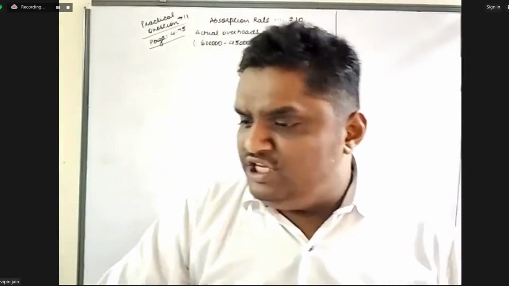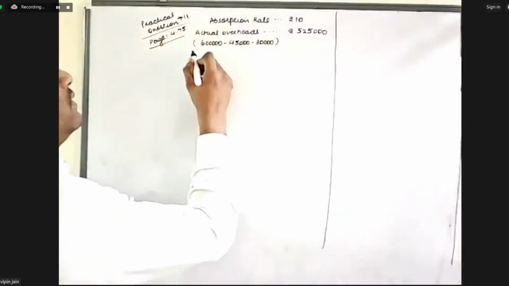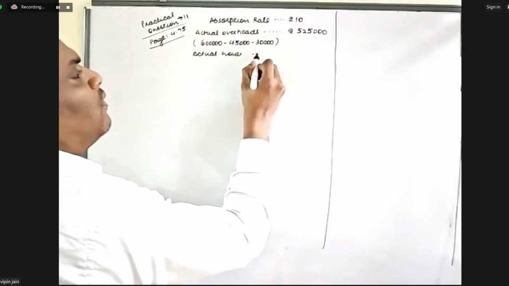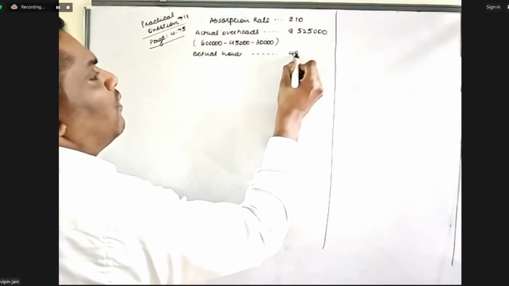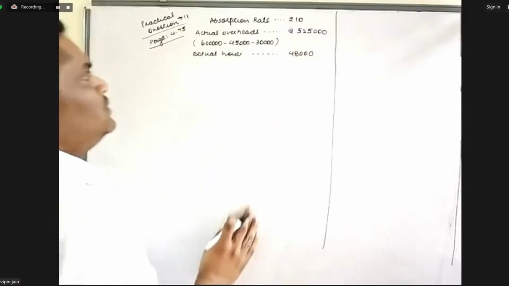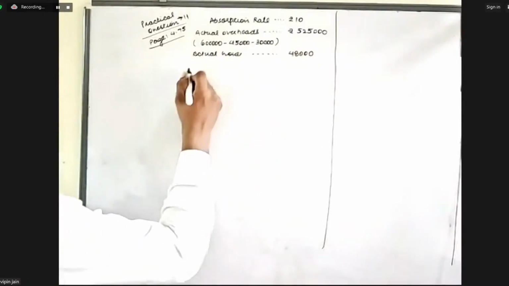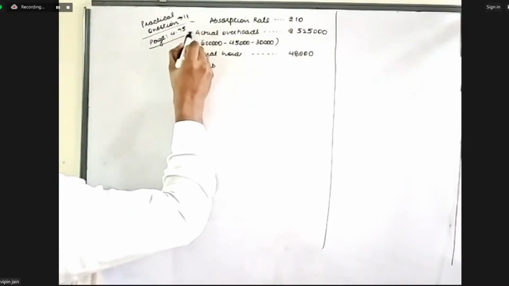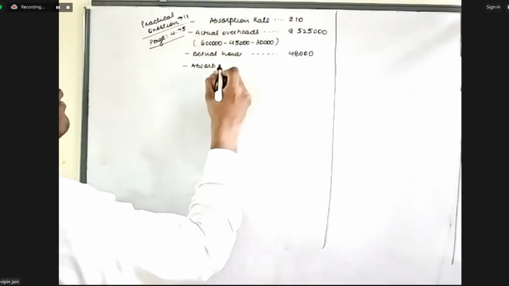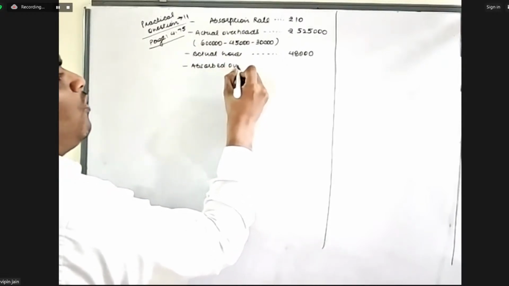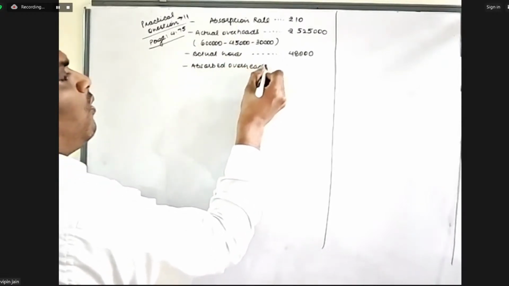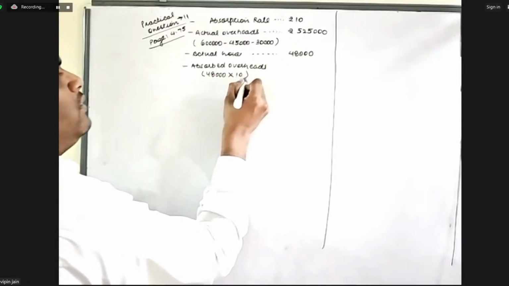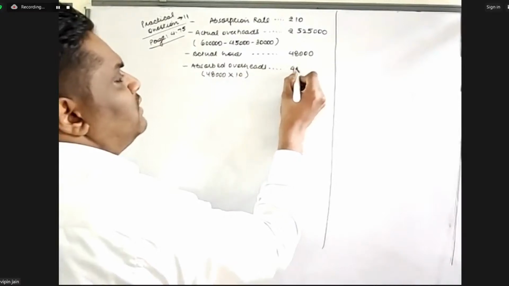Further, the actual machine hours are given, that is 48,000. So now we can calculate the absorbed overheads. This will be 48,000 into 10. So 4,80,000.